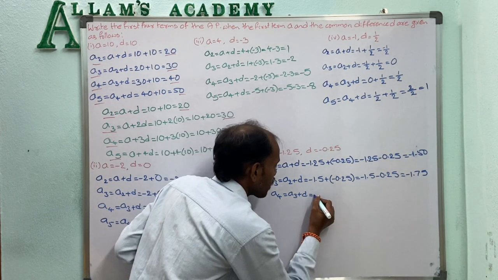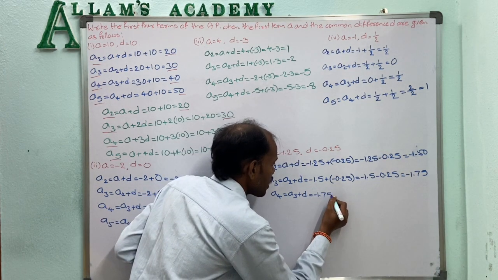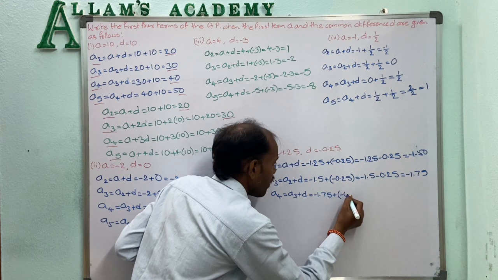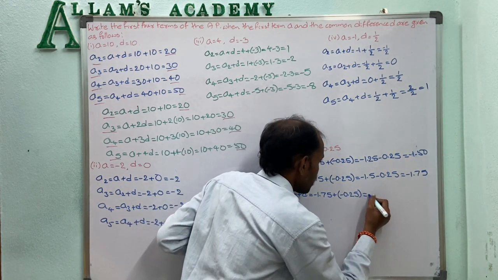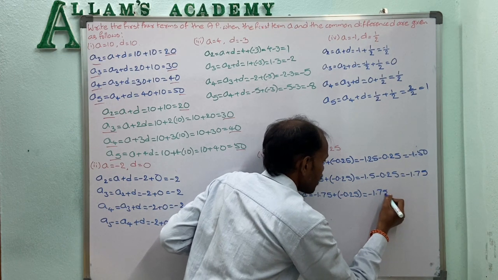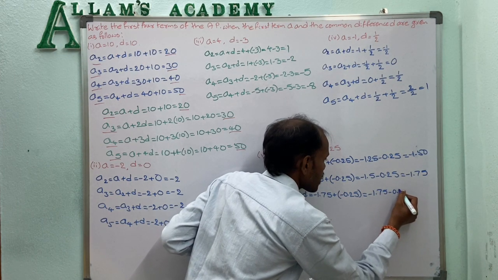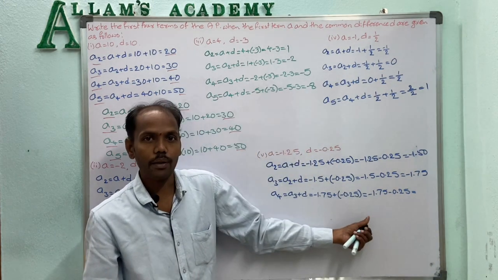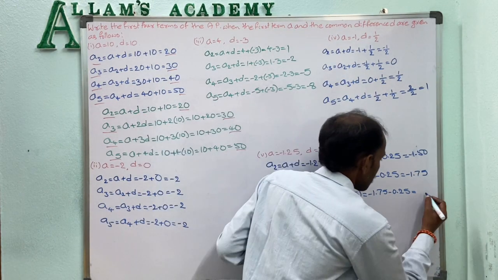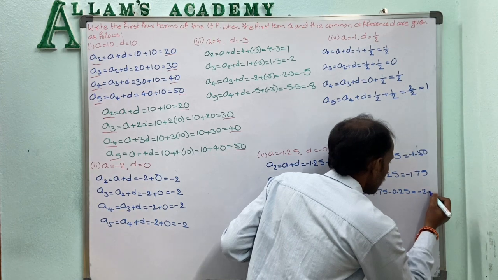Now the fourth term A4 is equal to A3 plus D. A3 equal to minus 1.75 plus of minus 0.25. So plus into minus is minus. So minus 1.75 minus 0.25, then it becomes minus 2.00.